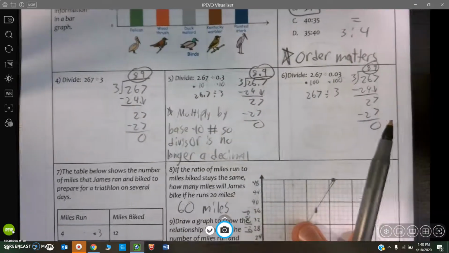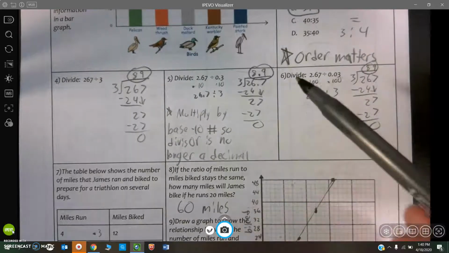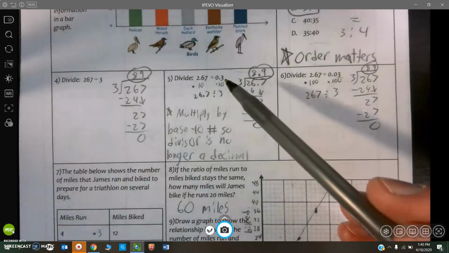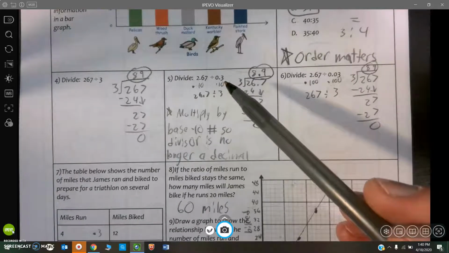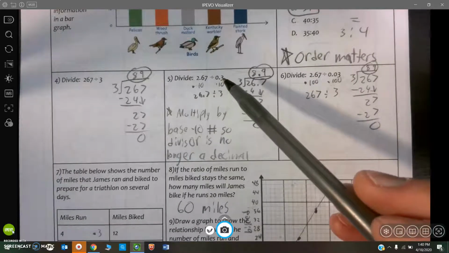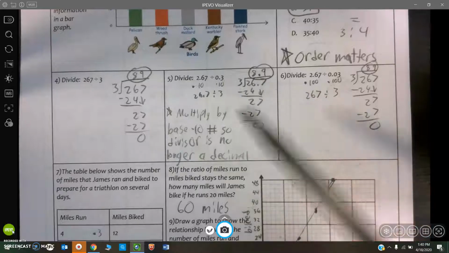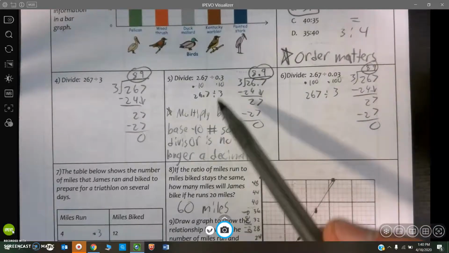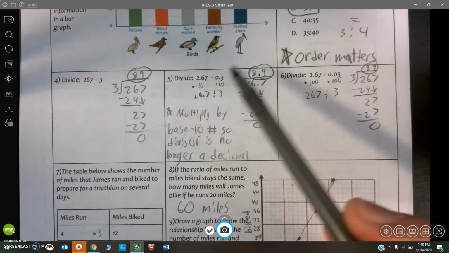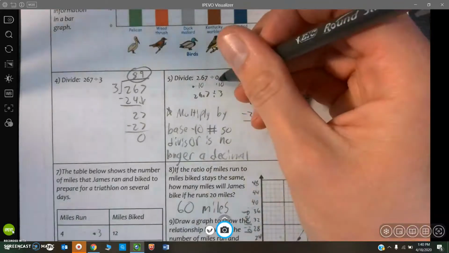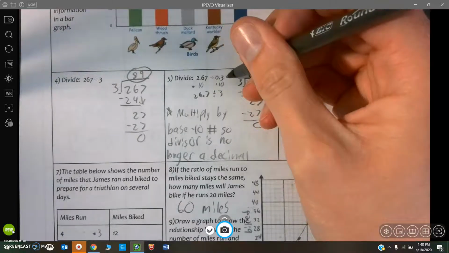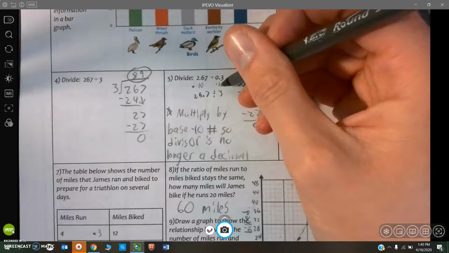And now the next 2 rows that we're looking at, we can see that our divisor is a decimal value. And so we do not ever want to have our divisor as a decimal. So to fix that, we can multiply it by a base 10 number to convert it to a whole number. So here I just needed to move the decimal place over 1 to turn it into 3. So I'm going to multiply by 10.